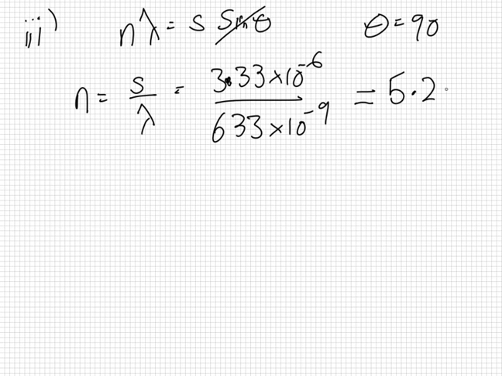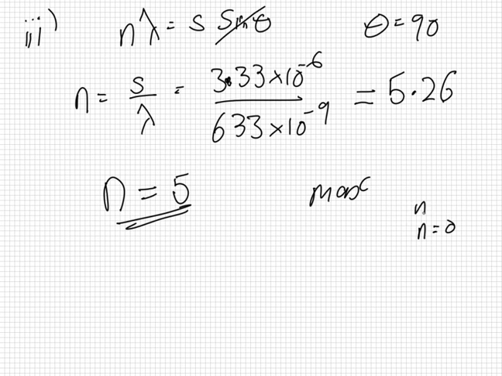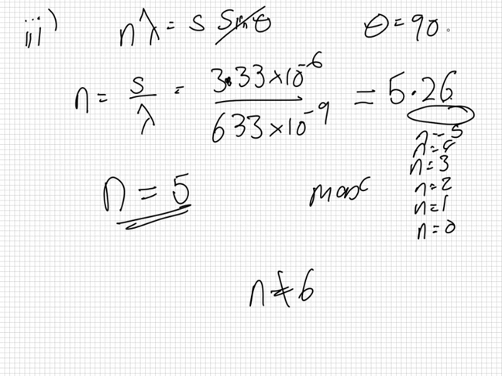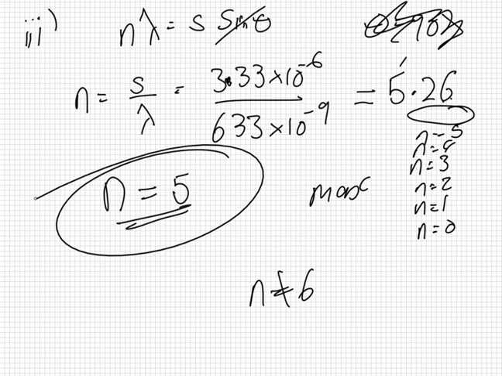5.26. Well, it doesn't matter, because what do we use for n? The n is 5. That's the maximum n. You can't have 0.26, because n goes 0, 1, 2, 3, 4, 5, and you never get anything after that. You can't have 5.26, and n cannot equal 6, because then you're bigger than 90. So 5 is the maximum order.